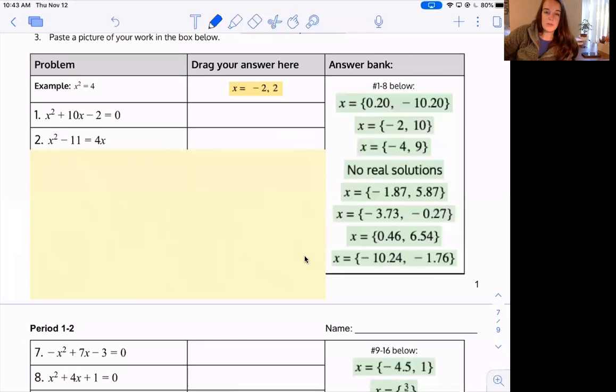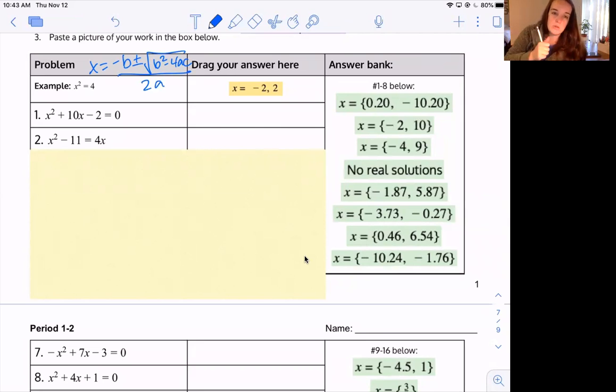Hi team. So I'm going to do a few examples from assignment 15 so that you know what to do with quadratic formula. As you guys remember, we have our formula. I'll write it here. X equals negative b plus or minus the square root of b squared minus 4ac all over 2a. So we're going to rely on that formula all day today.